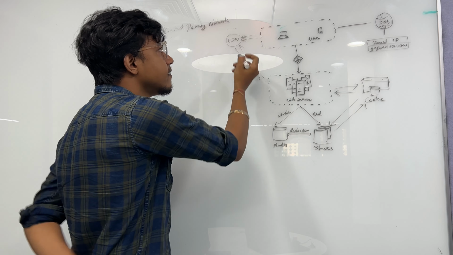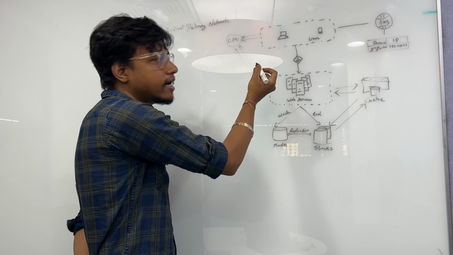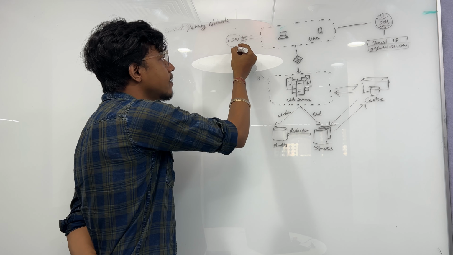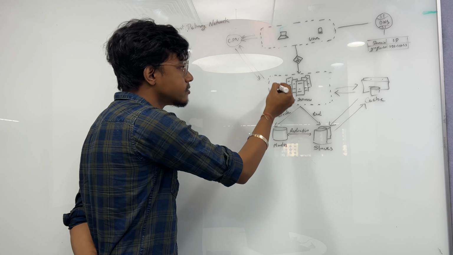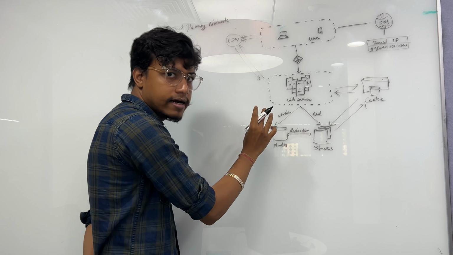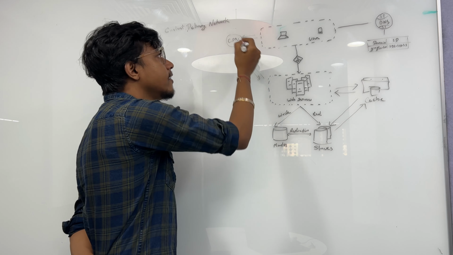In case they do not find the static data there, the CDN will simply route that request to the web servers. They will pull all the static contents from the web servers and store it in the CDN.